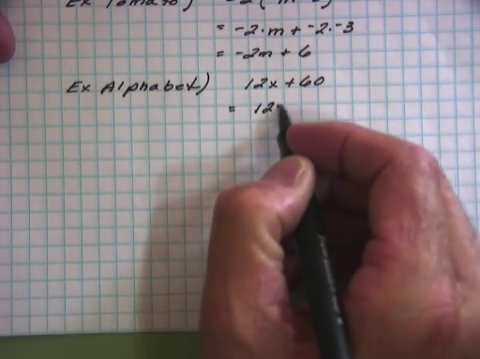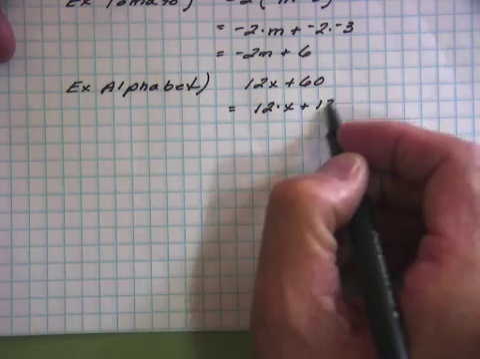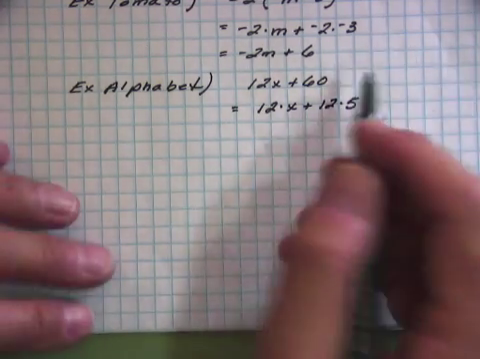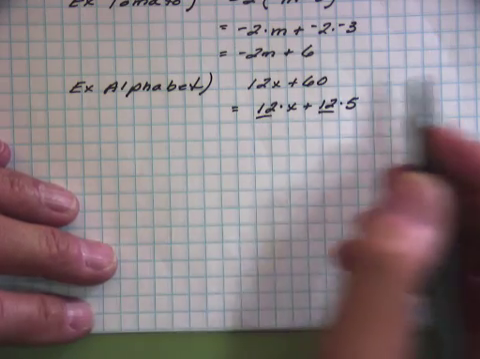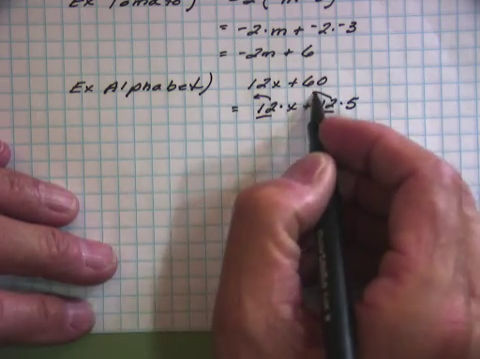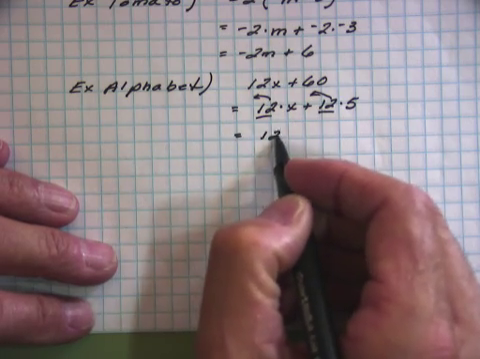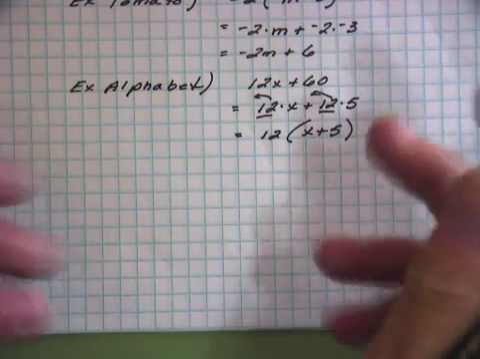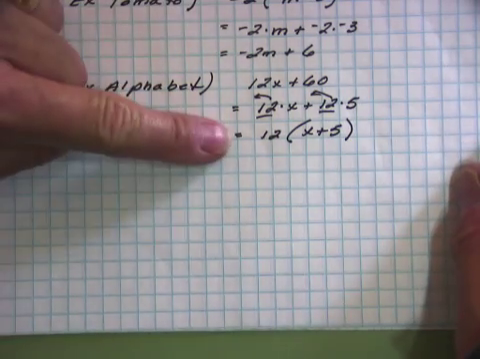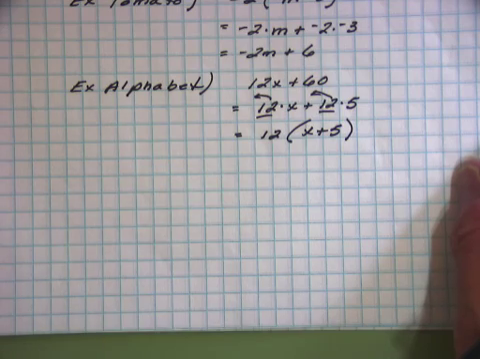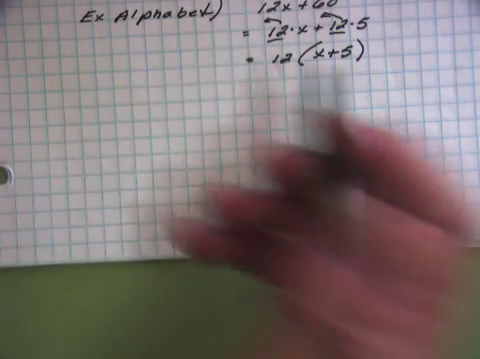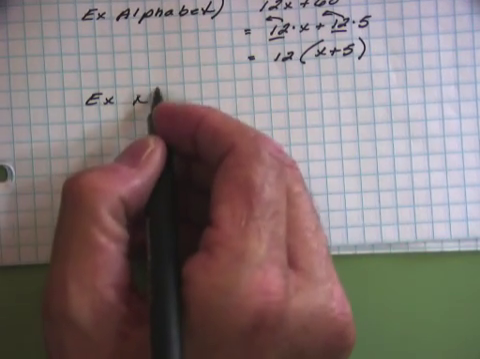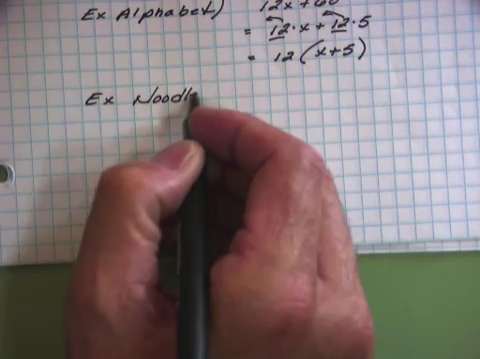Well, one thing I notice is that both of these terms are divisible by 12. So I can think of this as 12 times x plus 12 times 5. Because 12 times 5 is 60. Well, notice that I've got a 12 in each term. So if I factor that out, then I've got 12 times what's left over, which is x plus 5. So this is distributive property, and this is distributive property in reverse. Let's take a look at another one.